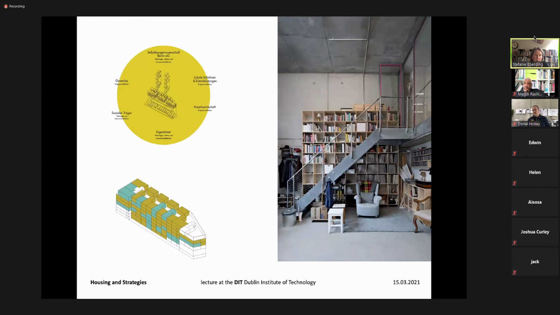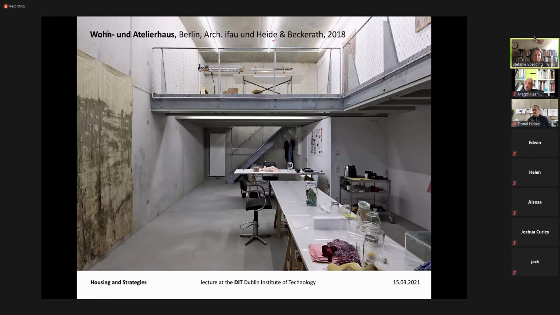integrated. You have social workers living in there. You have the creative people. You have shops and restaurants, but you have little working studios. And you can see on the bottom drawing how they're stacked into each other. It's also a combination between multi-level apartments and flat apartments.